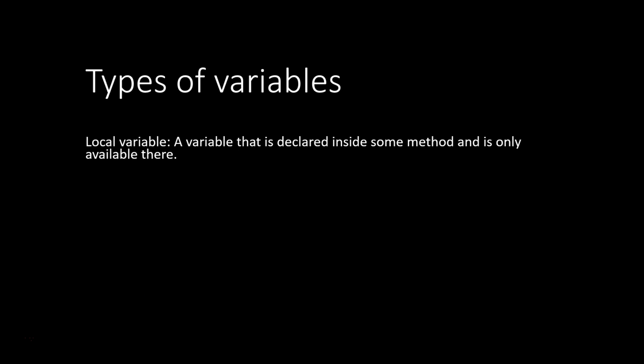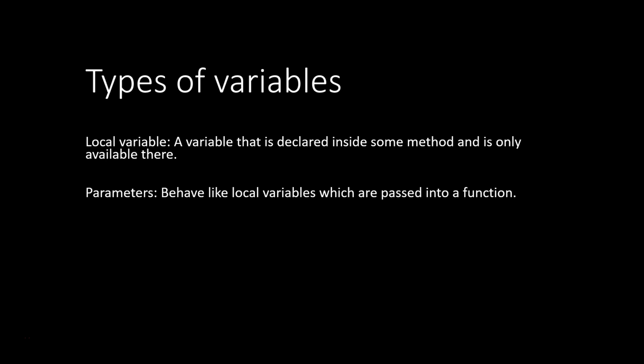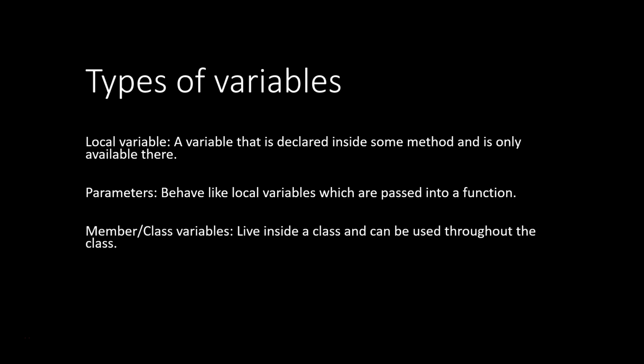Here are the main types we find within computer programs. We have local variables. A local variable is declared inside a method and is only available there. Then we have parameters, which behave like local variables and are passed into a function. Then we have member and class variables. They live inside a class and can be used throughout the class. And finally we have global variables, which are available throughout the program, thus global.